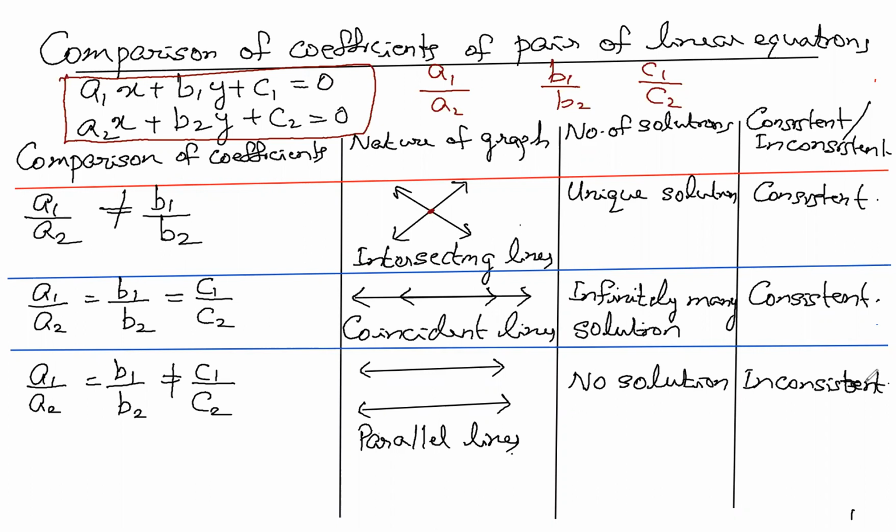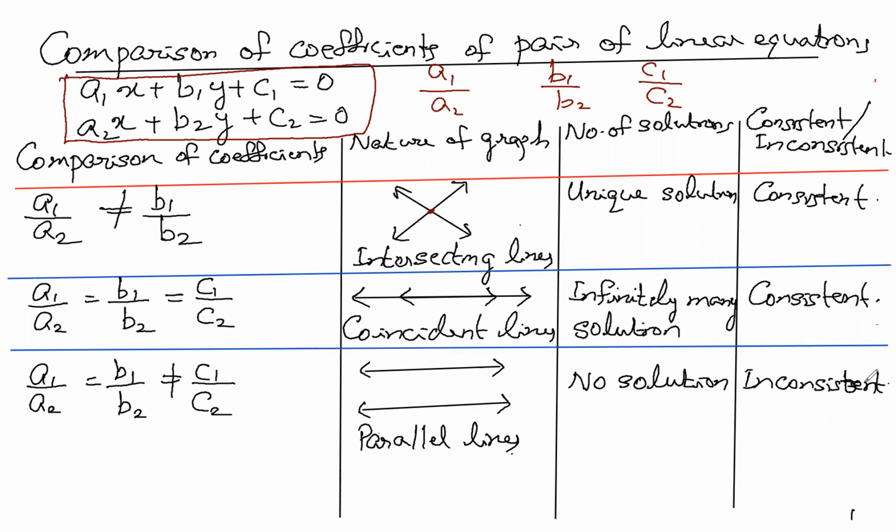Then if all are equal, A1 by A2 is equal to B1 by B2 is equal to C1 by C2, coincident lines, and we can write they have infinitely many solutions. And they are consistent. If there is one solution or infinitely many solutions, they are consistent. And then we have A1 by A2 is equal to B1 by B2 is not equal to C1 by C2, parallel lines. Parallel lines means no solution and they are inconsistent.